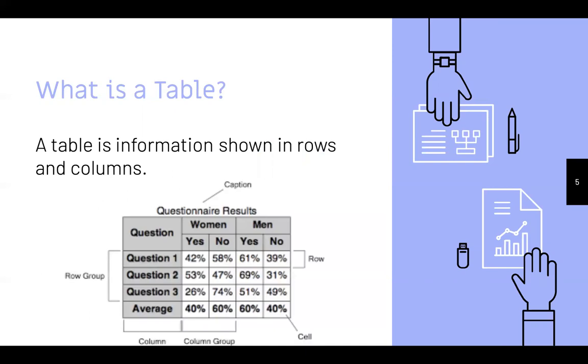So what's a table? A table is information shown in rows and columns. That's an example of a table down below. Question, the question type, average number of women who answered, number of men, their yes or no's to each. And that just shows the percentages as the data. We'll look at the cells, columns, and rows in a second.